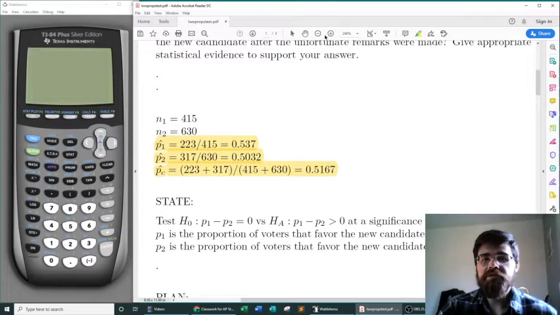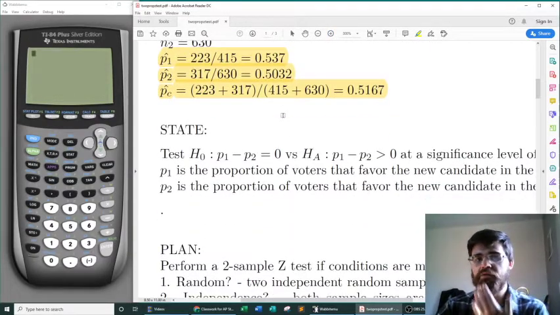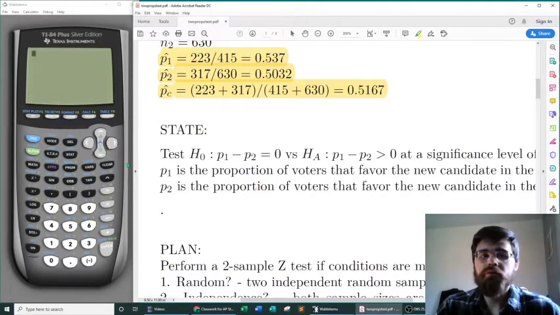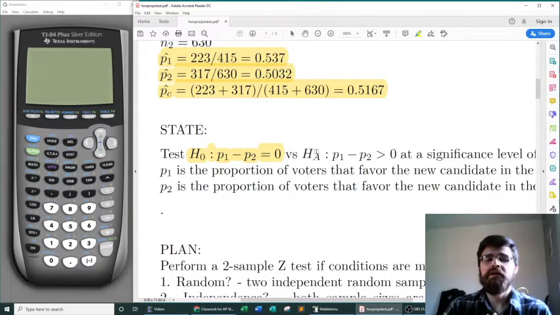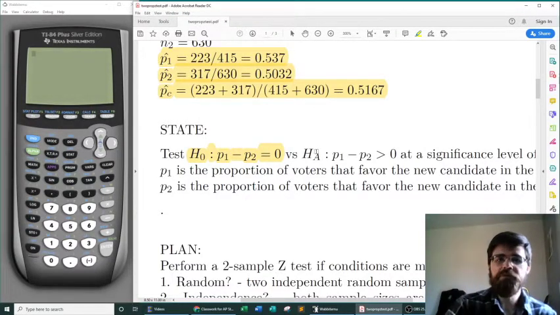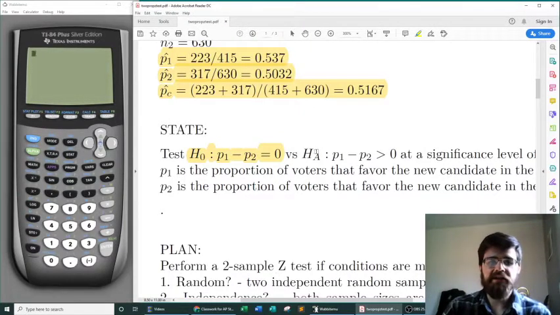Okay, with all inference methods, we always want to follow our four-step process. So we start by stating what we're going to do. So we want to test the null hypothesis. And in this case, our null hypothesis is that nothing has changed, that the amount of people who favor the new candidate, the first sample versus a few weeks later, is exactly the same.